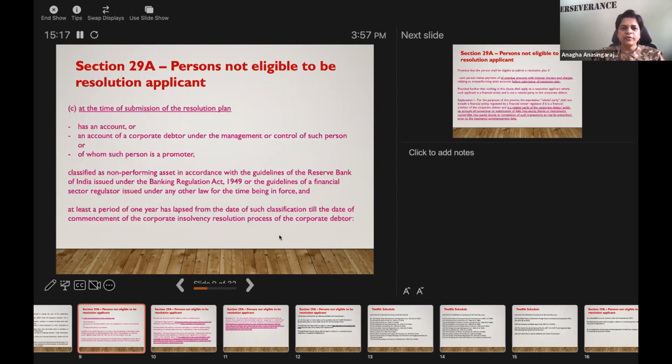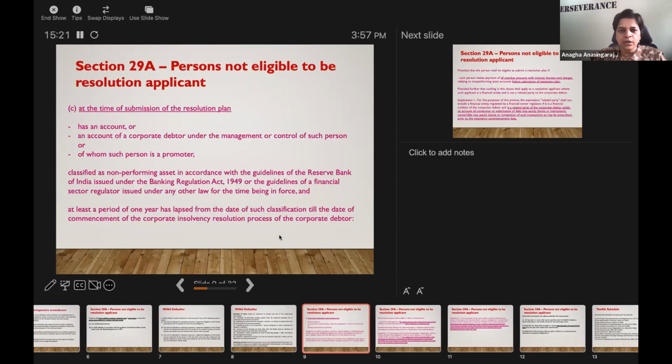At the time of submission of the resolution plan, has an NPA account. So for the CDs which are MSMEs, this particular disqualification will not apply, so that the promoters of the CD themselves can be eligible to file a resolution plan.